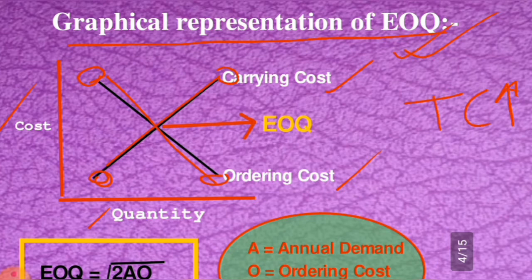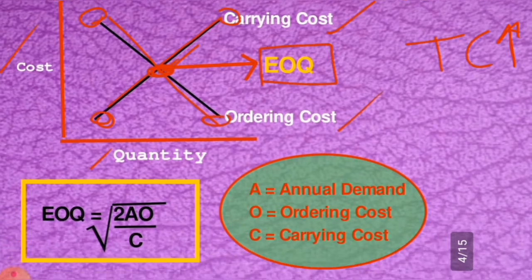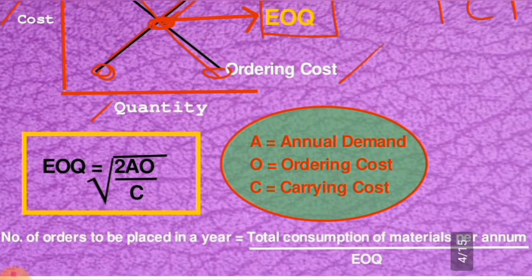And in EOQ, what do we want? We want to reduce the cost. We want minimum cost. So for this, we have EOQ, that is economic order quantity, in which both the ordering cost and carrying cost are at their minimum. When carrying cost and ordering cost are equal and optimum, that is minimum, we can say this is economic order quantity. Now let's see the formula of economic order quantity.